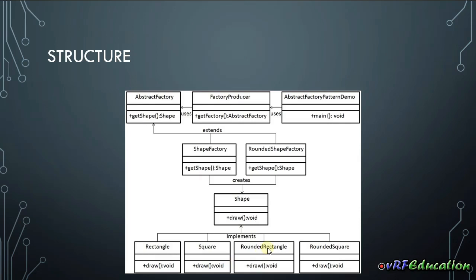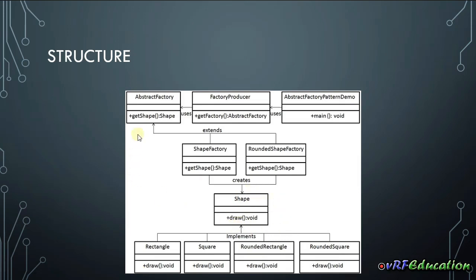So I have two different categories of same products. These are concrete classes, rectangle and square, and here I have rounded rectangle and rounded square. So in this example, I have only one interface for all these shapes, the Shape interface that contains a draw method.